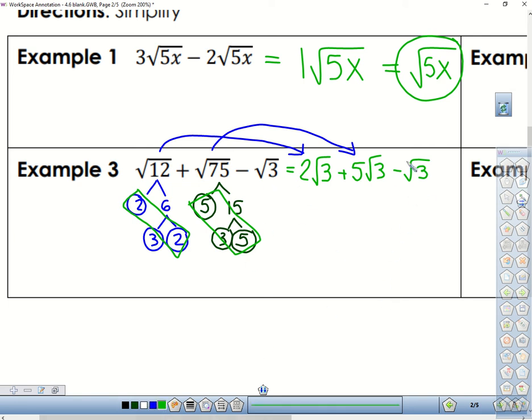Now, what's the implied coefficient in front of the negative 1? Good, so that's important when we combine coefficients. So 2 plus 5 is? 7 minus 1 is? 6. So we end up with 6 radical 3, and that's your simplified answer. So far, so good? Okay.